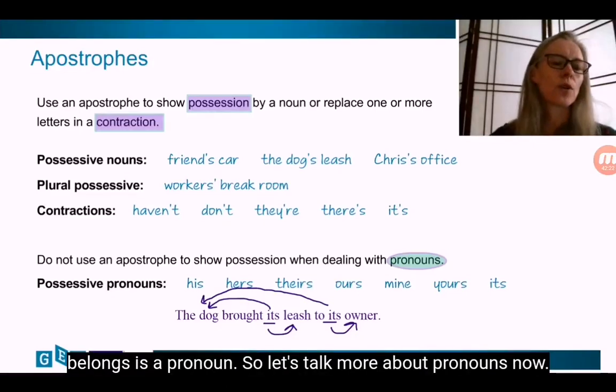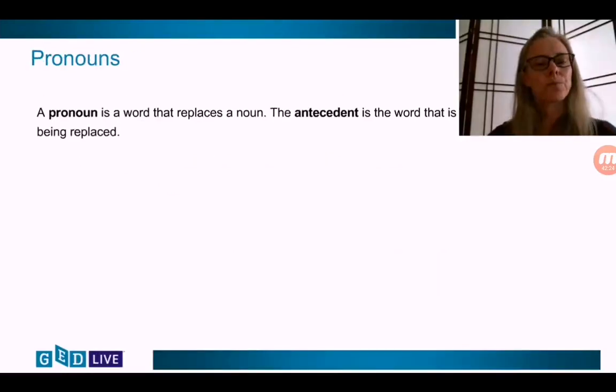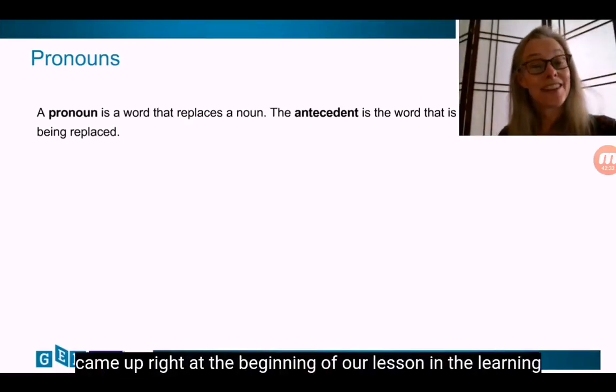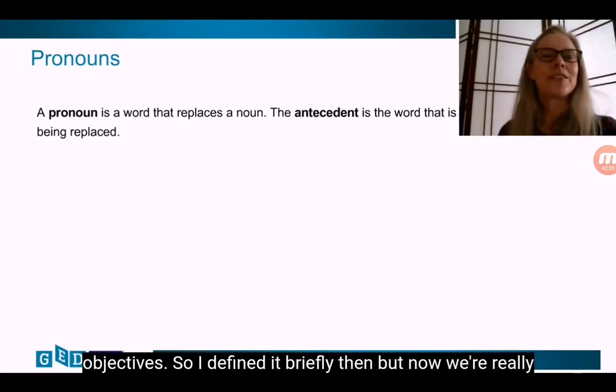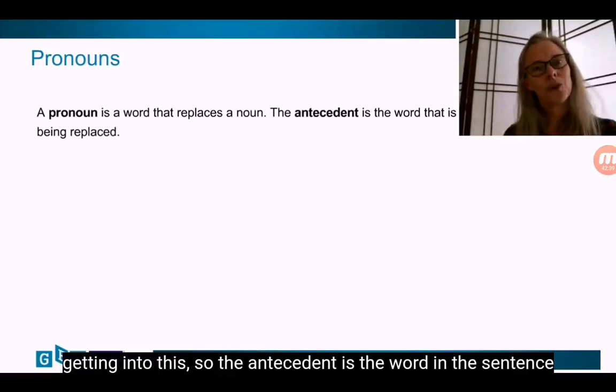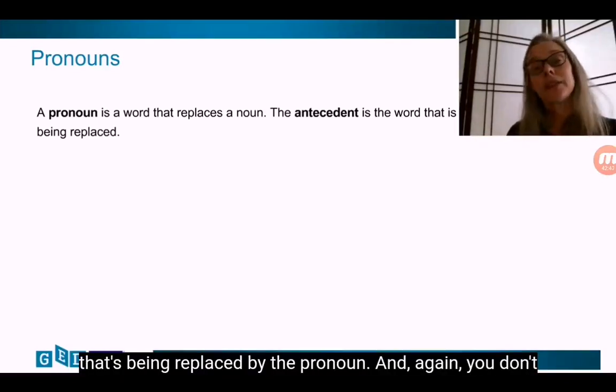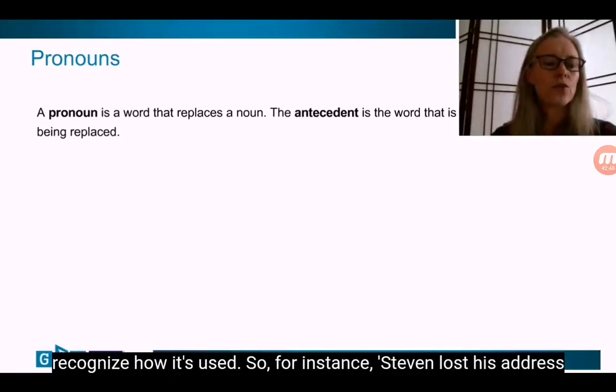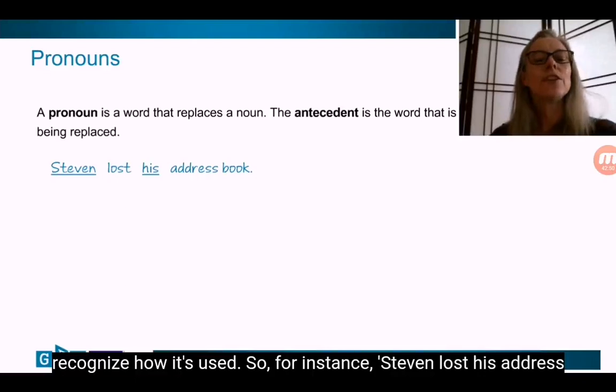So let's talk more about pronouns now. A pronoun is a word that replaces a noun, and this word antecedent came up right at the beginning of our lesson in the learning objectives. So I defined it briefly then, but now we're really getting into this. The antecedent is the word in the sentence that's being replaced by the pronoun. And again, you don't have to know the name of this, you just have to be able to recognize how it's used. So for instance, Stephen lost his address book.